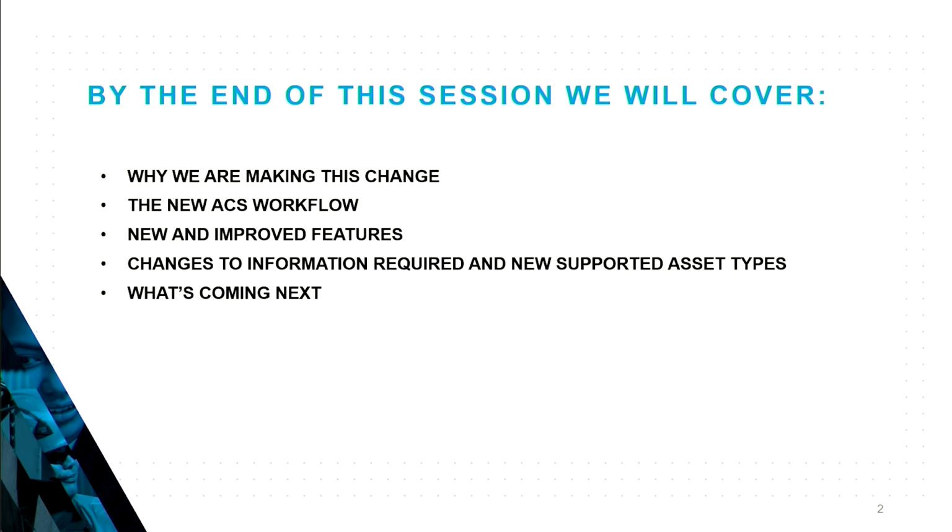We'll look at some of the new and improved features and the user interface. There are some changes to the required information and those new supported asset types that some of you have been yelling out for. We'll talk about some of them and their availability now. We'll finish off with what's coming next. So that's what's next for you in terms of the ACS. There'll be some support options, also what's next in terms of migration and go live, and then what's next for the operations customer portal.